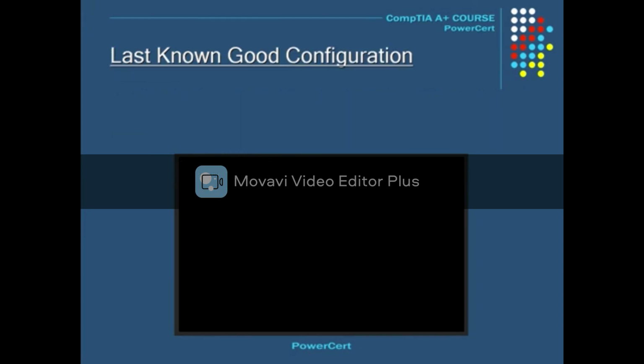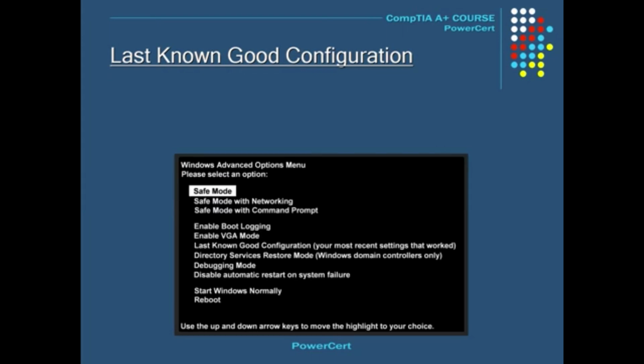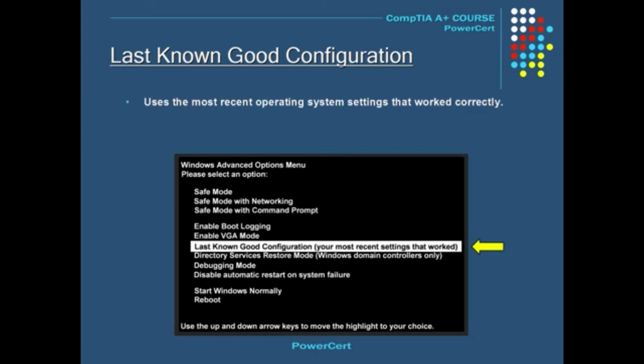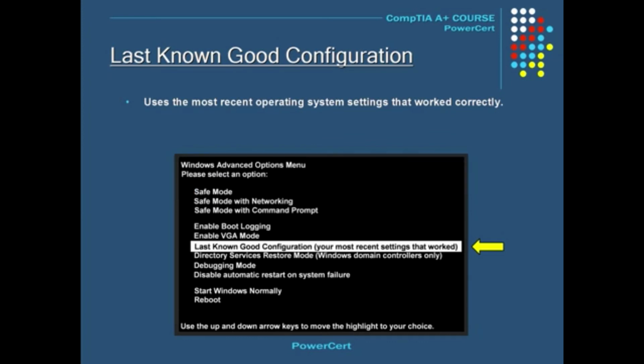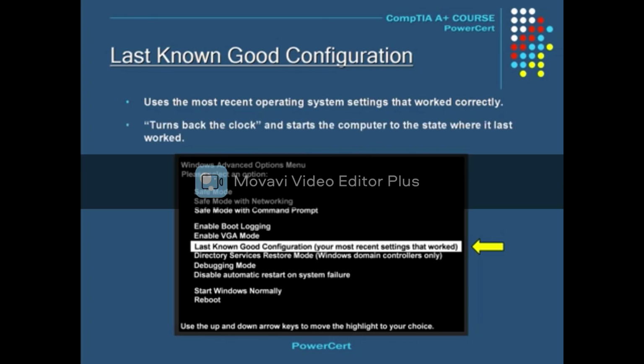If you are having trouble starting the operating system, there is another option in the Advanced Options menu called the Last Known Good Configuration. This option uses the most recent operating system settings that worked correctly. Every single time you shut down your computer and Windows shuts down correctly, Windows will save those settings in the registry. So in the future, if you are ever having a problem where the computer won't start because of a recent change to the operating system, like a bad driver or setting, you can select the last known good configuration to turn back the clock and start the computer to the state where it last worked.